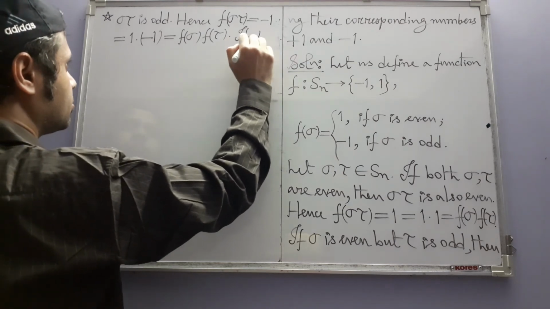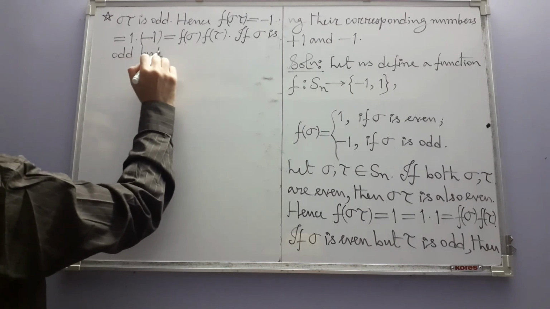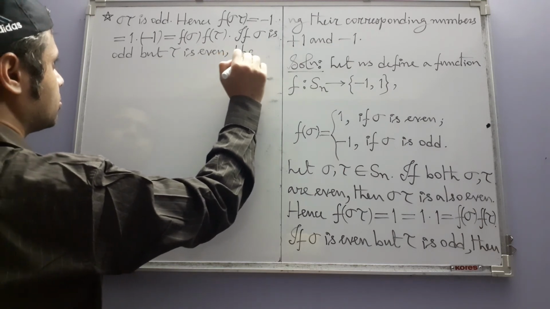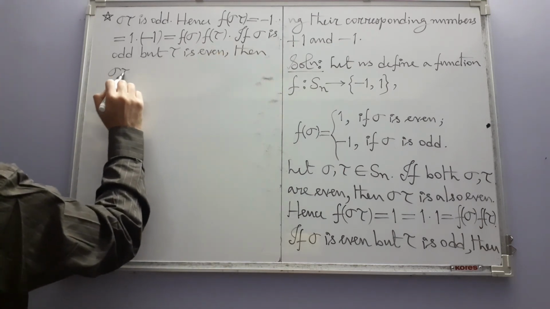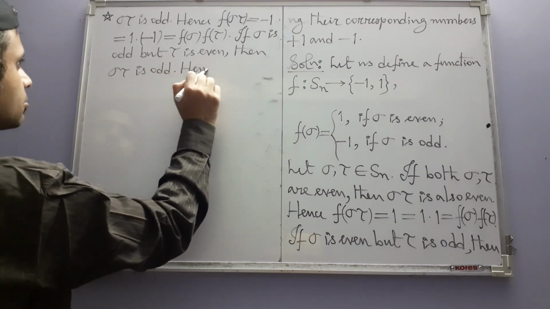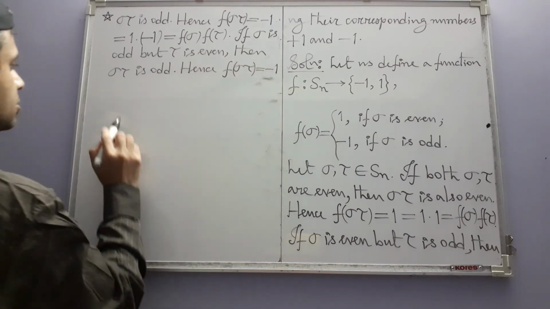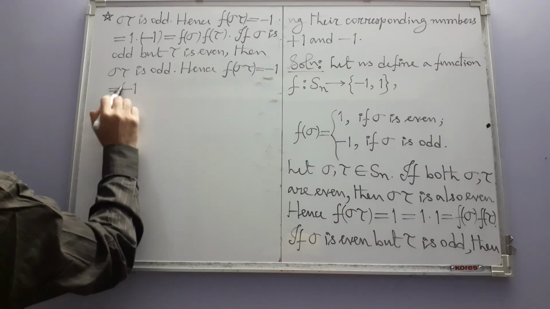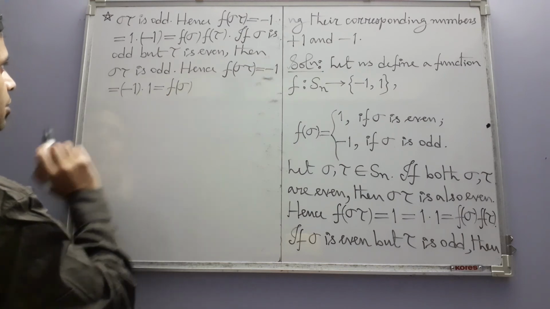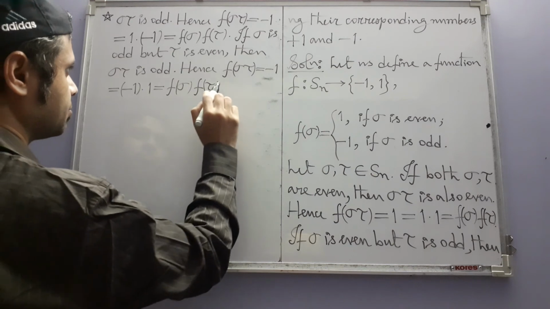If sigma is odd but tau is even, then sigma composition tau is again odd. Hence, f of sigma composition tau, like before, it is -1, and -1 can be written as -1 times 1. -1 is f of sigma because sigma now is odd, and 1 is f of tau because it is even.